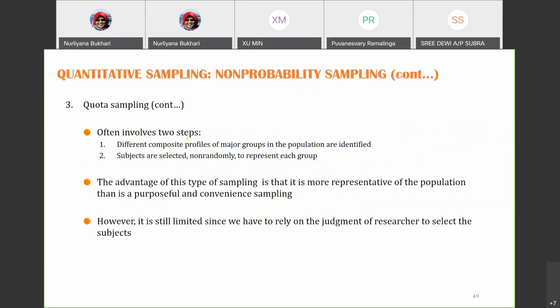It involves 2 steps. First, you just have to profile who they are, and then you select them, whether they are eligible or not. Okay, it's more representative of the population. Okay, so quota is if you want to do non-probability, if you can reach the quota, use the quota, it would be great. That's the gold standard. However, it's still limited. We have to rely on the judgment of the researcher.